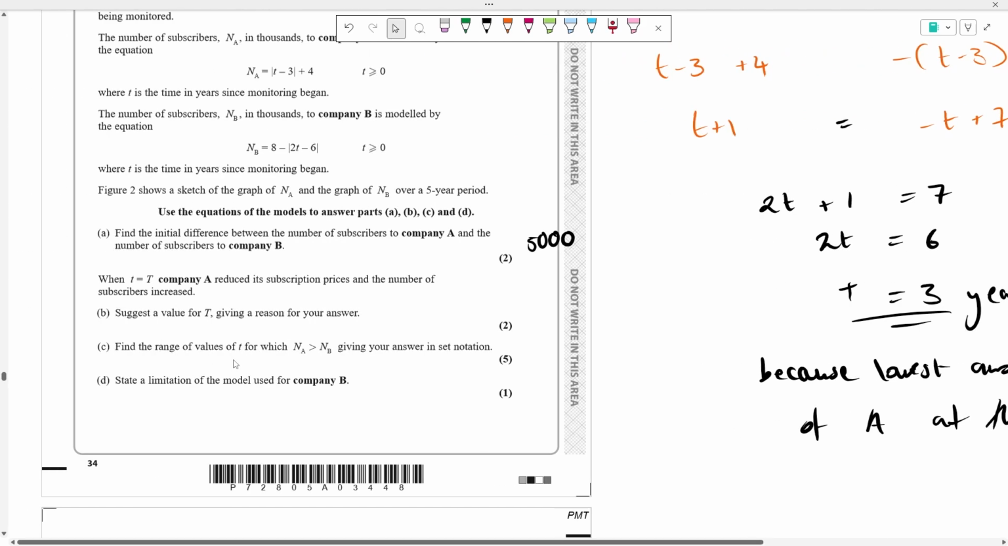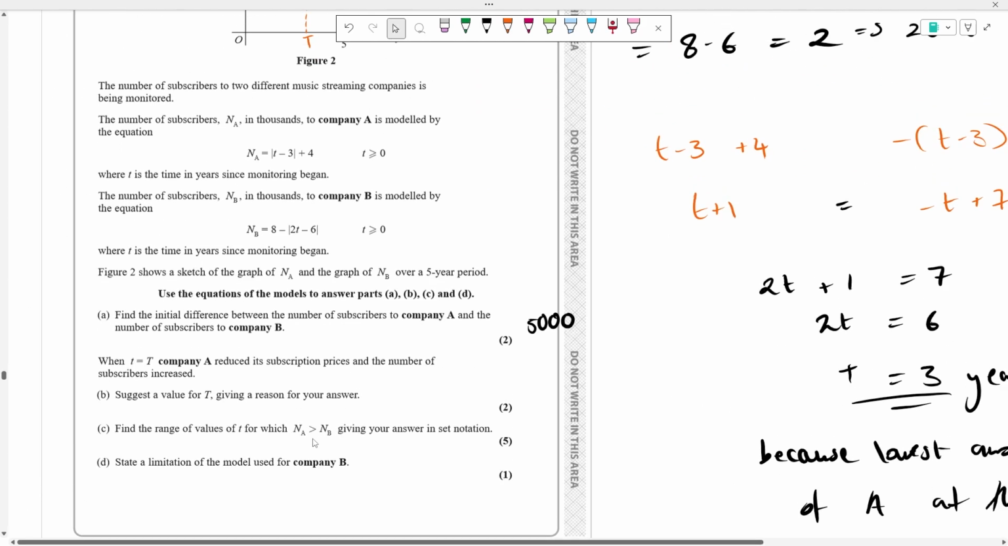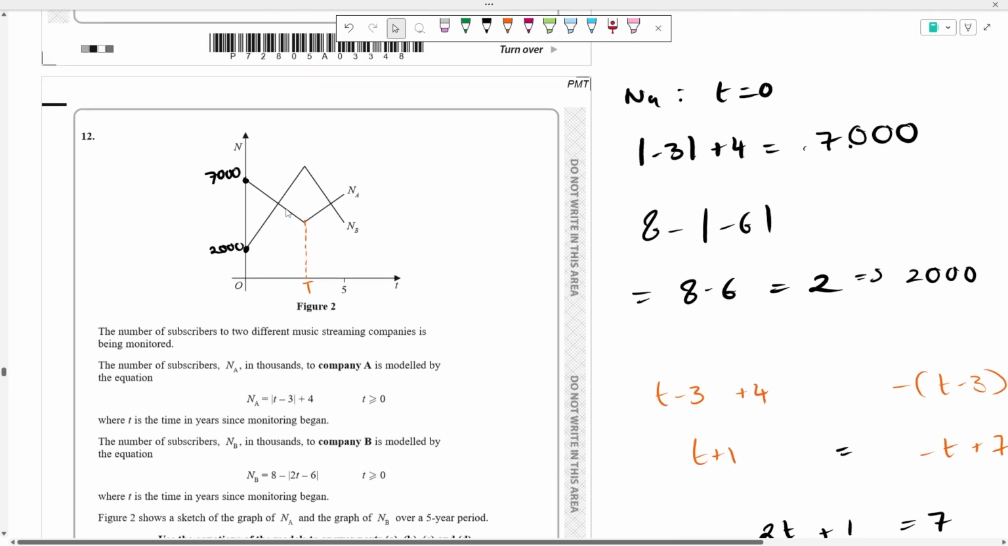Question C. Find the range of values for t when NA is bigger than NB. Okay. Well, for NA, I think it's a good idea to have a highlighter in this case, and you are allowed to use a highlighter in your exam, just not for your final answers. NA is this V-looking graph here, and you're basically looking at when this graph is higher than NB. You can see that NA is higher here and higher here.